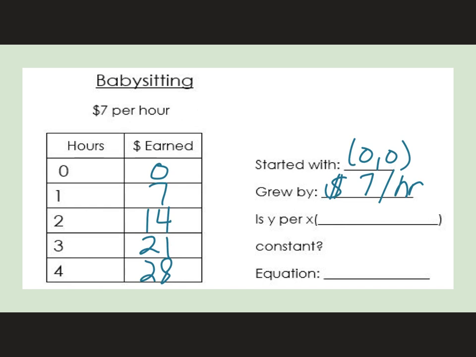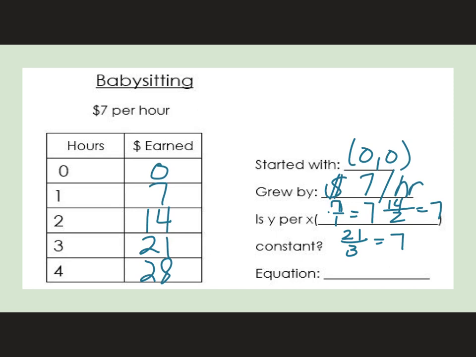The next thing is y per x constant. So what we're going to look at is the y over x. So let's say, I'm going to say 7 over 1, and I simplify, that gives me 7. 14 over 2 gives me 7. I can continue this pattern. 21 over 3 simplifies to 7, and so on and so forth.